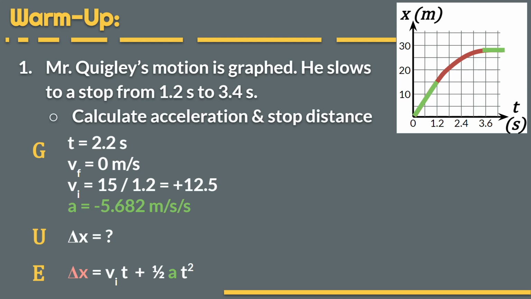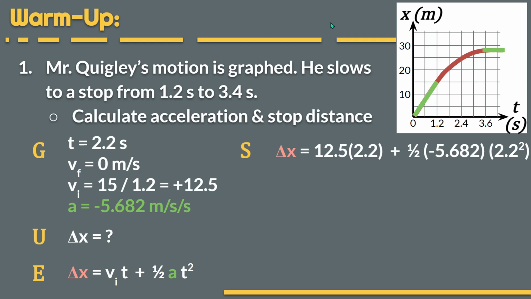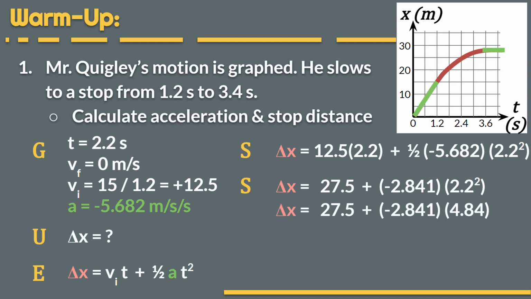And now I have an acceleration that I can use, so I went ahead and labeled it up here. And so we're going to plug into this equation that we chose earlier. Delta x equals VIT plus 1/2 AT squared, and when I substitute in, it looks like this. Delta x equals 12.5 times 2.2 plus 1/2 times negative 5.682 times 2.2 squared. And from here, when you solve, you're just doing the algebra. Okay, 12.5 times 2.2 is 27.5. Half of negative 5.682 is negative 2.841. And then we need to square 2.2, which is 4.84.